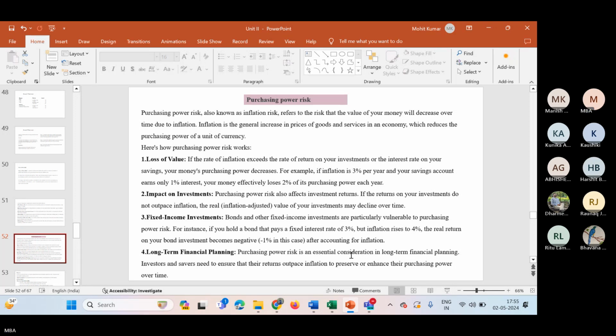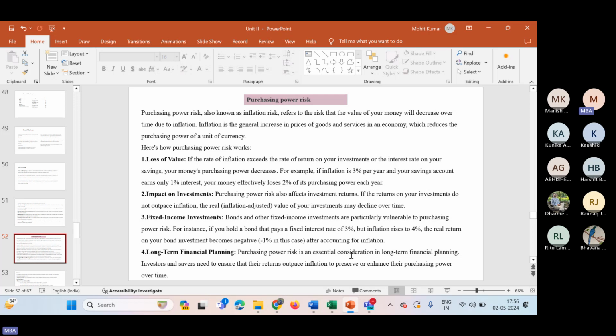Why does it happen? It happens because of inflation. What is inflation again? Inflation is the decreasing power of your money, or the situation of money in the economy. In 1 unit of currency, in 1 rupee, what can you buy today and what can you buy the day after tomorrow? So that's how purchasing power risk works.